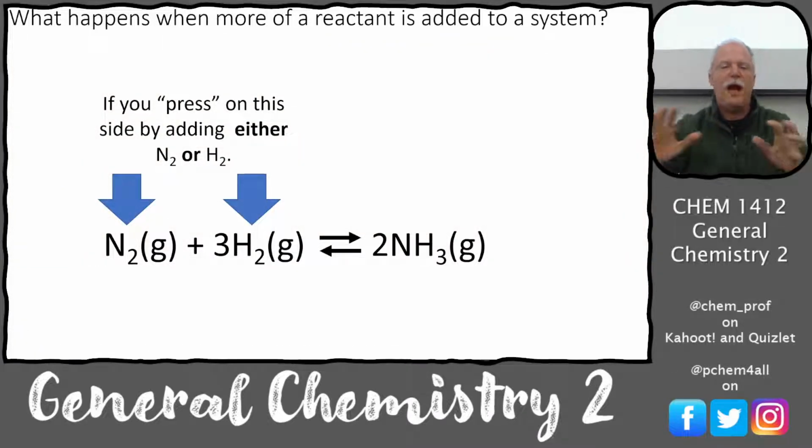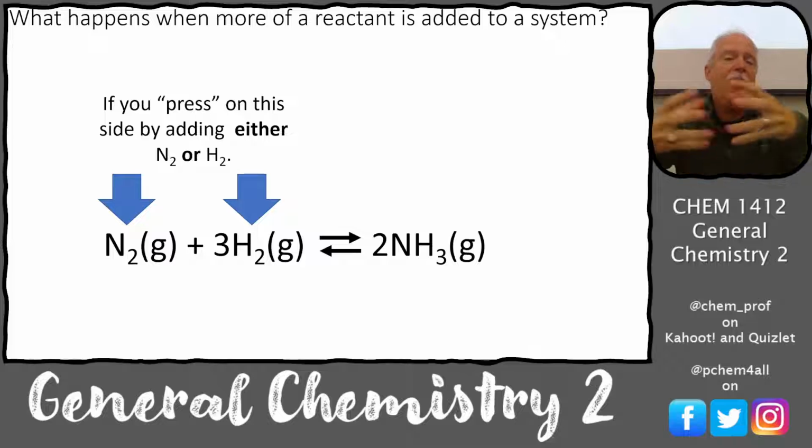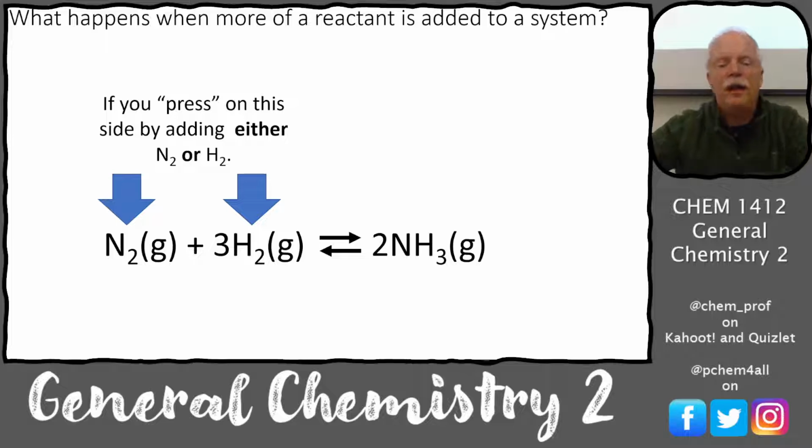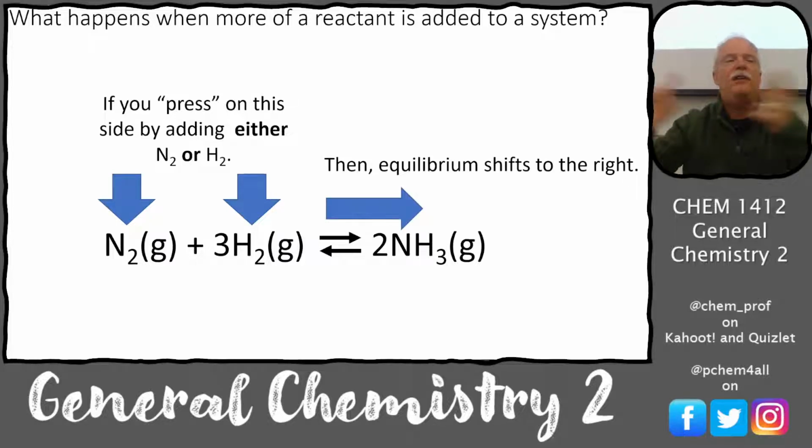So here's a reaction. Let's think about this reaction being at equilibrium. And what does it mean to press on something? Well, it'd be like adding more. So adding more hydrogen or adding more nitrogen, we talk about that as pressing on the reactants. We're pushing on it because we're adding more of that. And how will the equilibrium respond? It will respond by shifting to the right. So if I add more hydrogen, it's going to produce more ammonia.